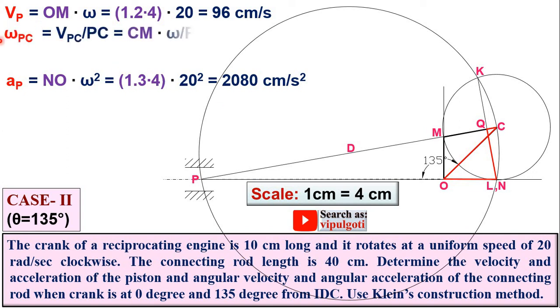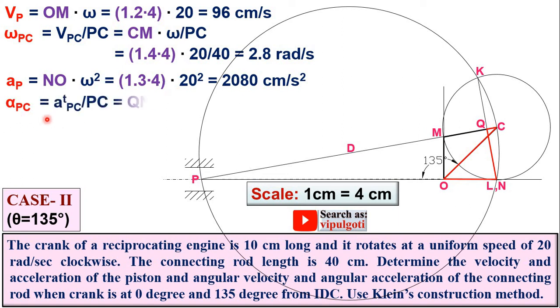Now angular velocity, we have discussed this formula. So put the value from this diagram and you will get angular velocity of the connecting rod as 2.8 radian per second. Keep in mind that it is velocity, so it should be multiplied by omega.